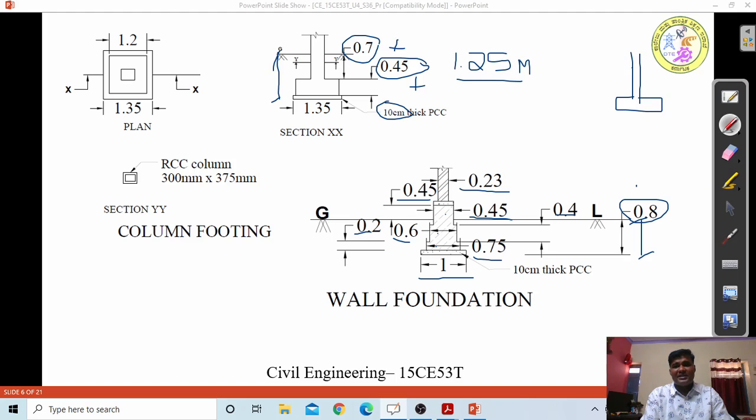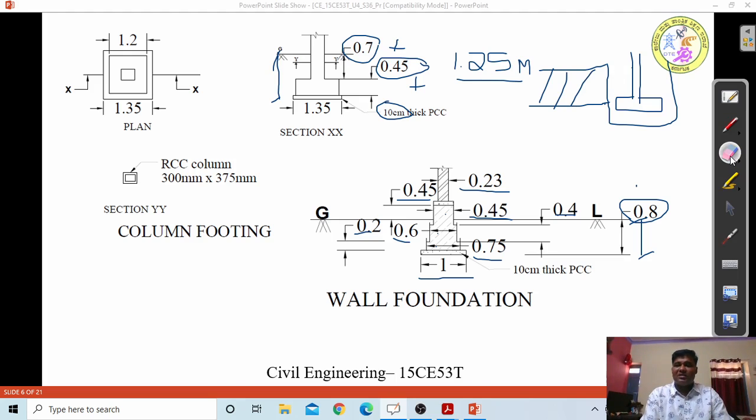So I have done excavation from here to here. Okay. So above this is 1.25 meter height, and this is the wall. So the foundation for the wall will be constructed at a depth of 0.8 meters. So 0.8 meters will come here. Okay. So this is the size stone masonry foundation. Here masonry will be provided.